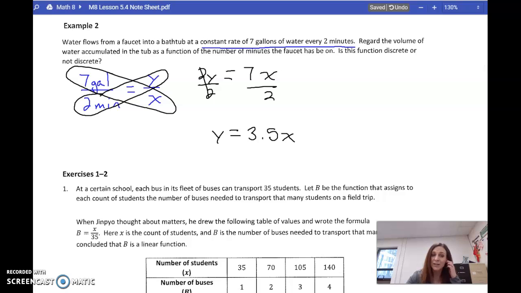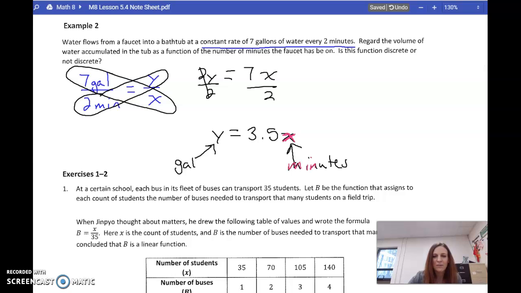Now, again, if you match things up here, y represents the number of gallons that are going into this bathtub, and x is the number of minutes. Okay. So, is this function discrete or not? So we want to focus right here on x, right? On the number of minutes.